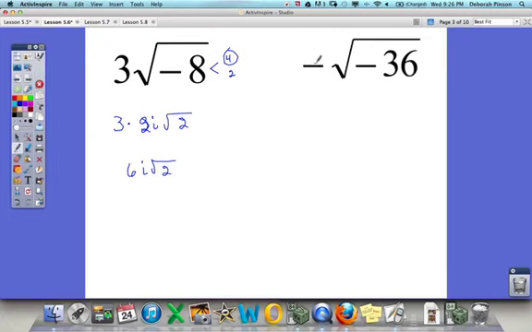Now one thing I want you to be careful about is you can't say, well, 2 negatives make a positive here. You've got to take care of this square root before you deal with the negative on the outside. So I have this negative I'm bringing down. Square root of negative 36 is 6i. So I have the negative, the 6i, negative 6i.